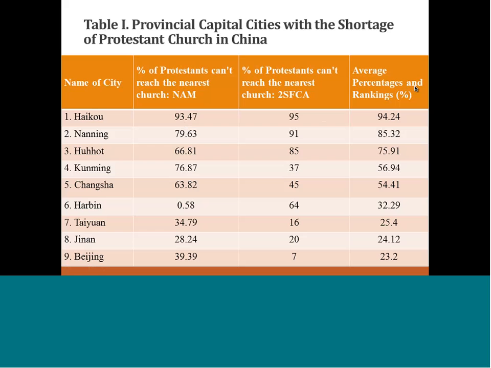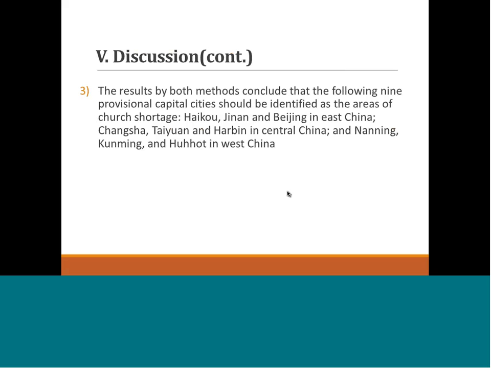So then we combine them together as an average percentage for our rankings. So here, about 94.24% of Haikou's Protestants have a problem with church accessibility. So that's number 1 here. And then Beijing should be number 9 in total. So this is a kind of discussion here.